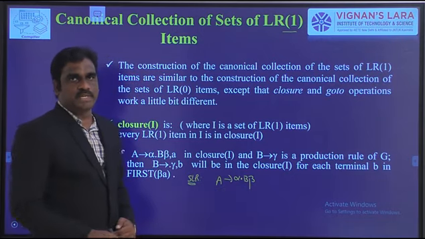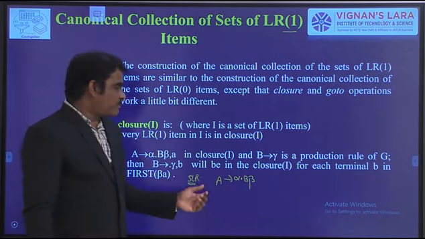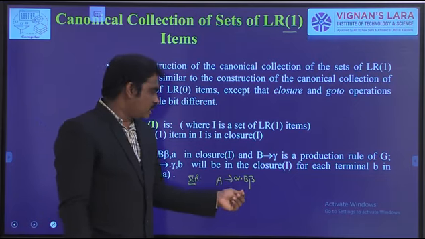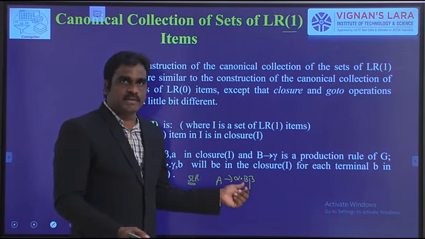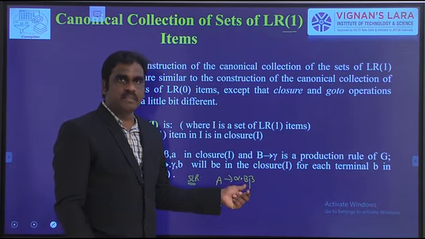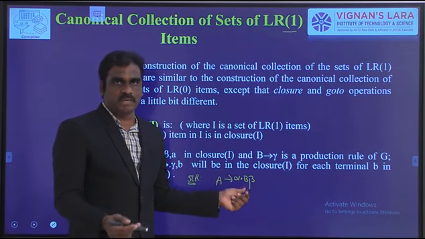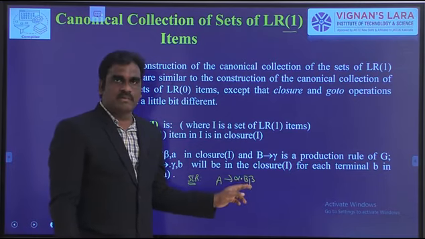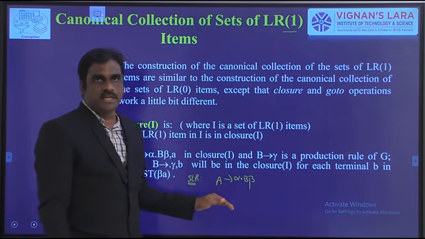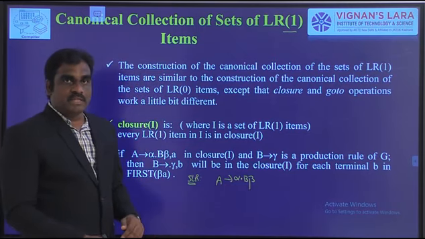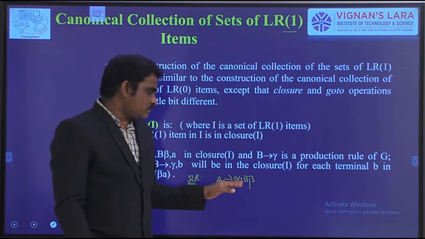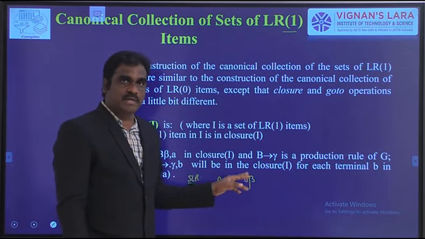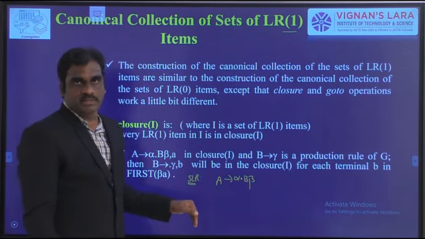Now apply the closure set operation. How to perform the closure set operation? Here we have to check whether the symbol followed by the dot is a terminal or a non-terminal. Suppose the dot is followed by a terminal symbol, then there is no need to add any new productions. Whereas in this case, suppose the dot is followed by a non-terminal, then we have to add the productions.